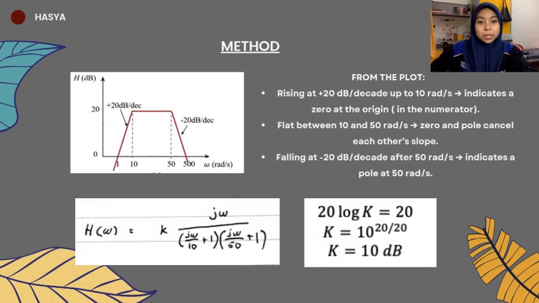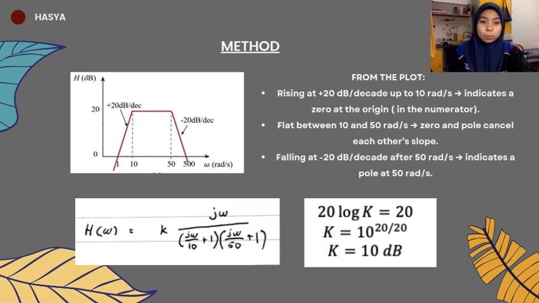Alright, let's dive into the question. First, we can see that this is a Bode magnitude plot because it shows that the gain H(ω) in decibels versus angular frequency in rad per second. And to see some of the key features of the plot itself, from the frequency scale, we can see that the frequency is in rad per second and plotted on a logarithmic scale. And then the plot transitions at 10 rad per second and 50 rad per second.